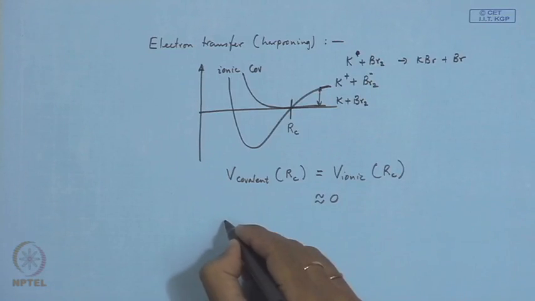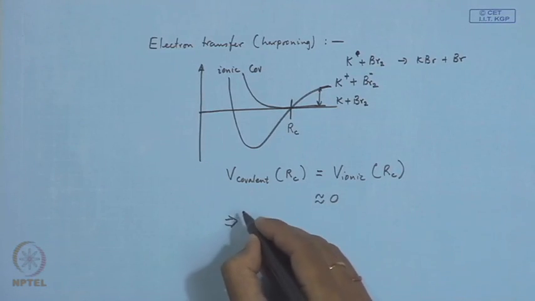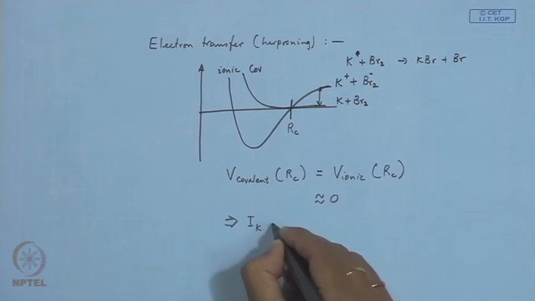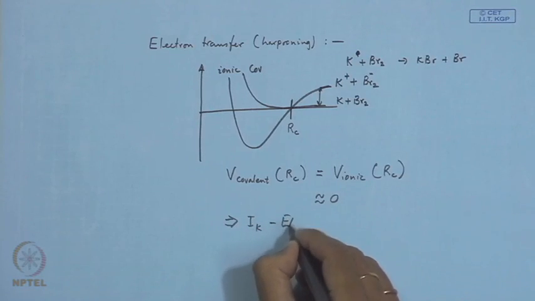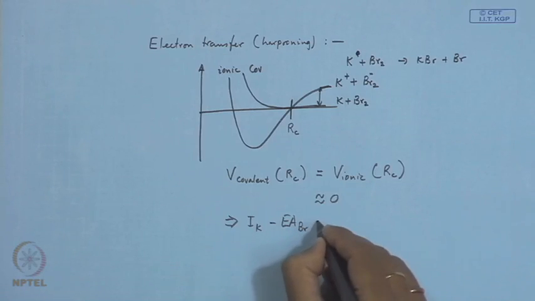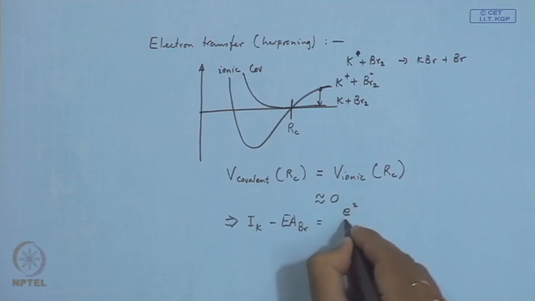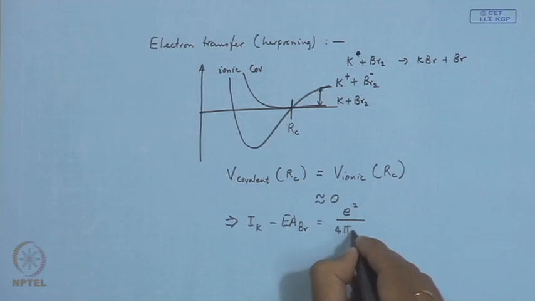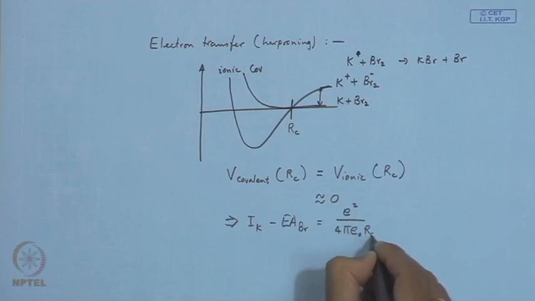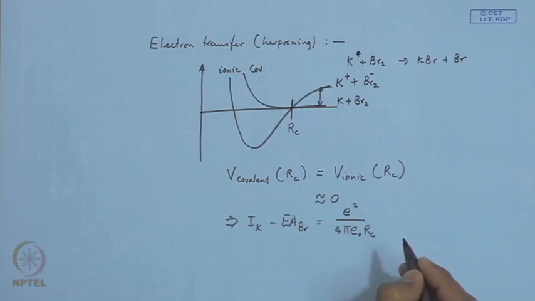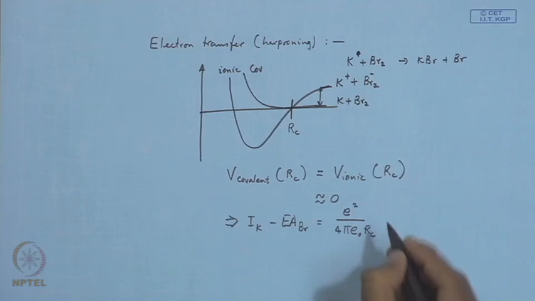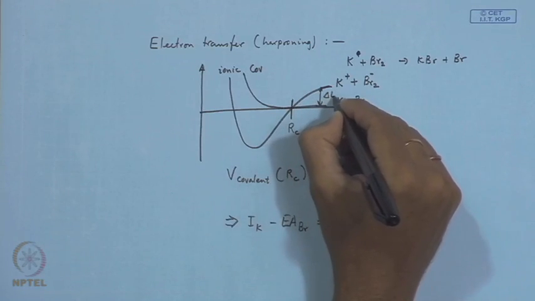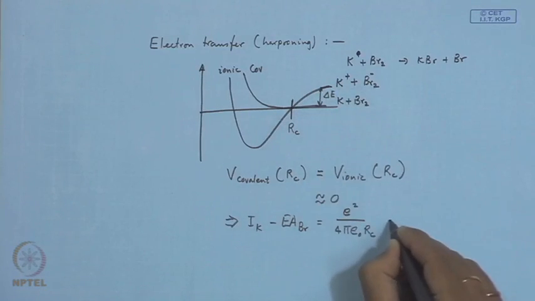That is, this means IK, the ionization energy of K, minus EA, the electron affinity of Br2, is equal to e squared by 4 pi epsilon 0 RC. So that is delta E, this is your delta E.